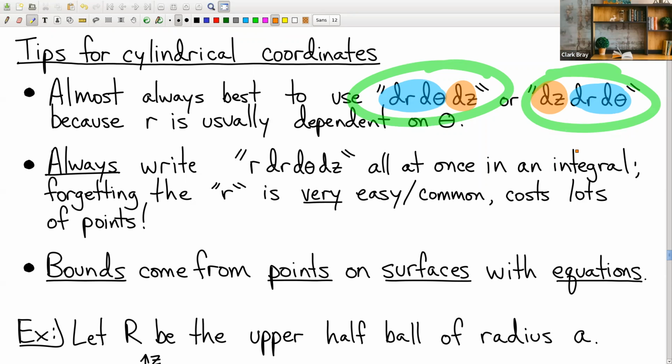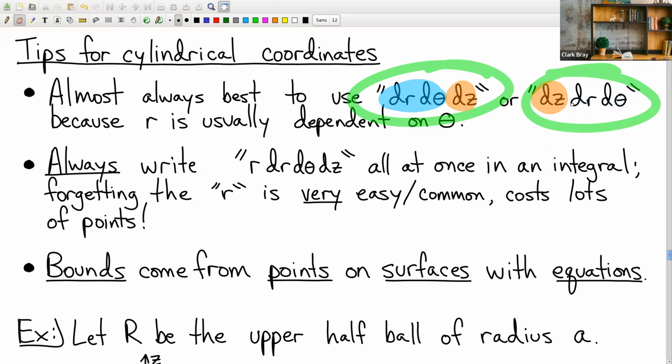But sometimes z will be given as a function that's naturally thought of as a function of r and theta, in which case you're going to want to do this one. On the other hand, sometimes r and or theta will be more naturally viewed as functions of z, in which case, do that one.